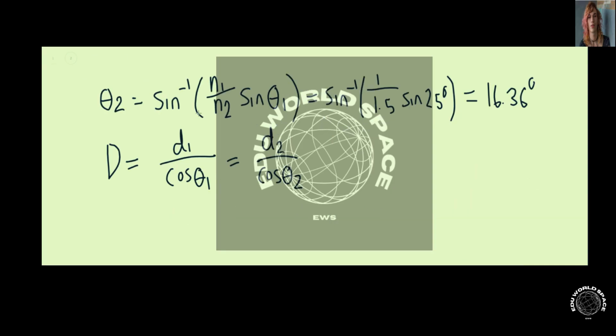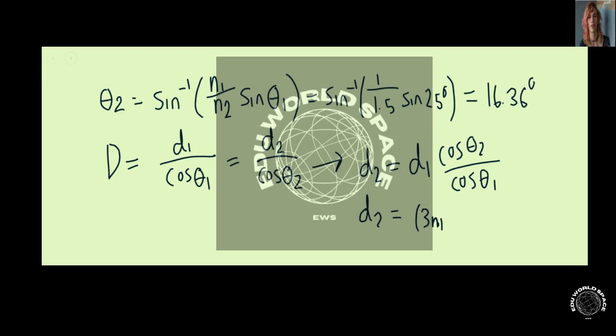So this is actually the key. Once we have this result, we don't actually need the value of big D. We just need to equate these two things, D1 over cosine theta 1 and D2 over cosine theta 2. Once we have it, we can solve for little d2, which is the diameter of the beam inside of the glass. Simply d1 cosine theta 2 over cosine theta 1. We know both angles, and we know d1, so we can solve for d2.